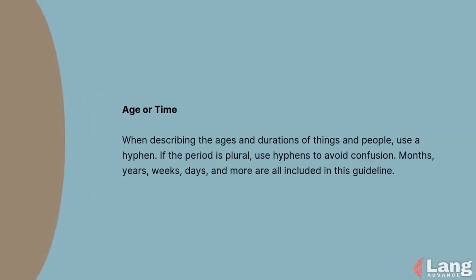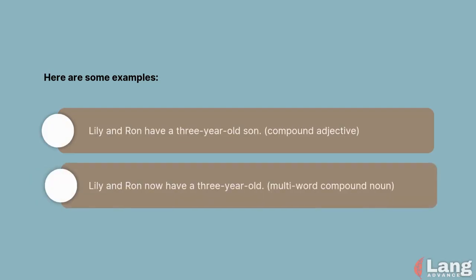Age or time. When describing the ages and durations of things and people, use a hyphen. If the period is plural, use hyphens to avoid confusion. Months, years, weeks, days, and more are all included in this guideline. Here are some examples. Lily and Ron have a 3-year-old son. Compound adjective. Lily and Ron now have a 3-year-old.